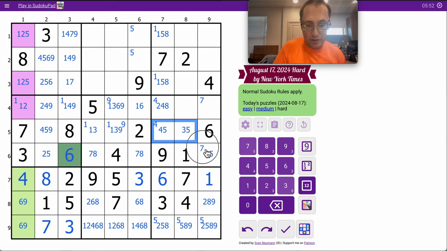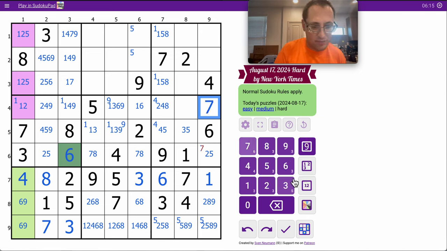Well, this is interesting. I've got 2, 5, 3, 5, 4, 5. It's 3 different pairs of digits, all in region 6. I wonder what that means. Well, this can't be 7 now because of this derived pair. So that places that as a 7.